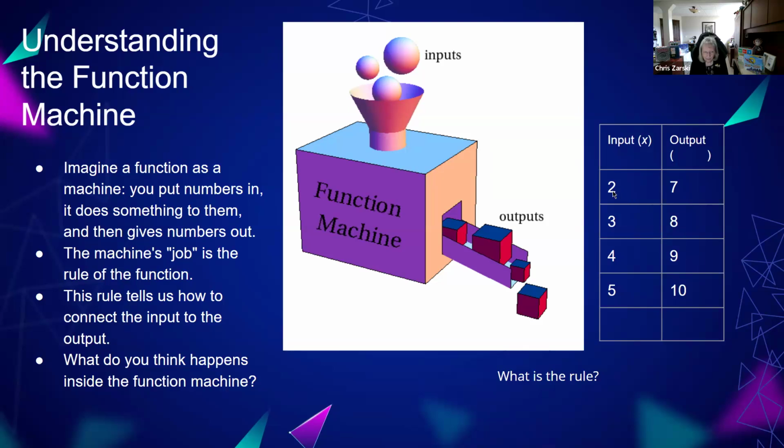So I put a 2 in, I got a 7 out. I dropped a 3 in, I got an 8 out. I dropped a 4 in, I got a 9 out. So what happened in this machine to get these numbers? So it looks as though I'm taking the X, or the input number, and adding 5.